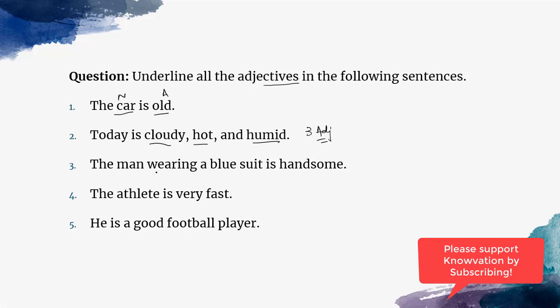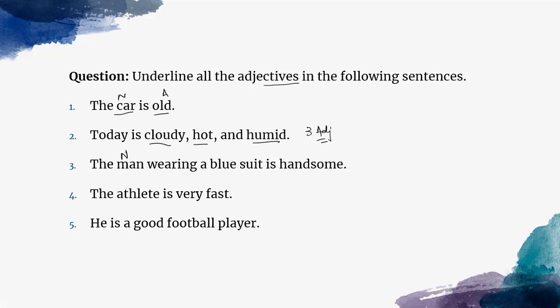Let's see the third one. So friends, this is a bit tricky. So please इसको आप मेरे साथ solve कीजिएगा. The man wearing a blue suit is handsome. So first let's find out what are the nouns here. So man is the first noun. It is the name of the person. Wearing a blue suit. So suit is another noun because it is a thing. अब इन दोनों noun को कौन describe कर रहा है वो देखते हैं. So suit is being described by this word blue. So it's a blue suit, so it is an adjective. And the man is being described by the word handsome. So this is also my adjective. So there are two adjectives here. Okay, so I hope this is clear.